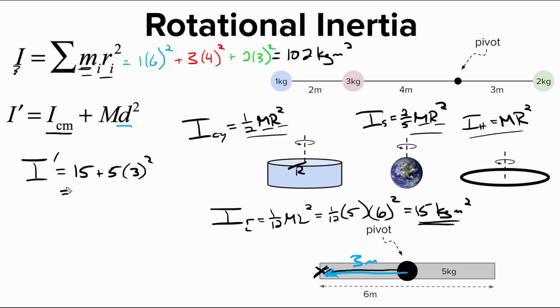And you add this, it's going to get bigger. The rotational inertia about the center of mass is always the smallest you can get. If you move it away from the center of mass, it'll always get bigger. And in this case, it gets bigger. It becomes like 60 kilogram meters squared.